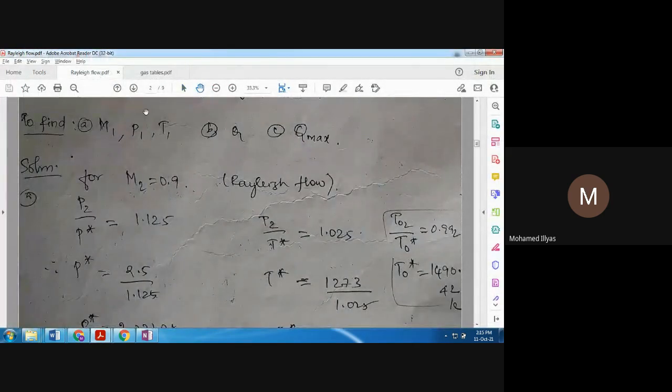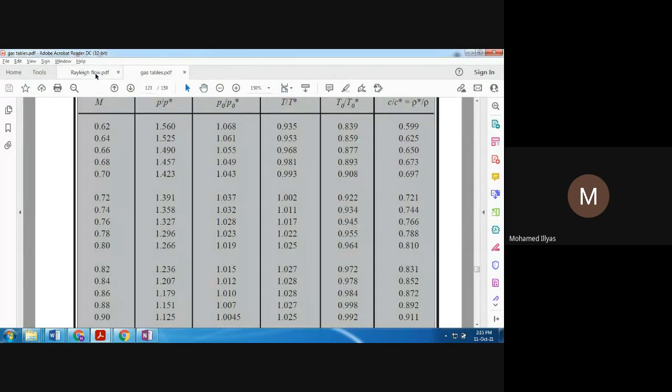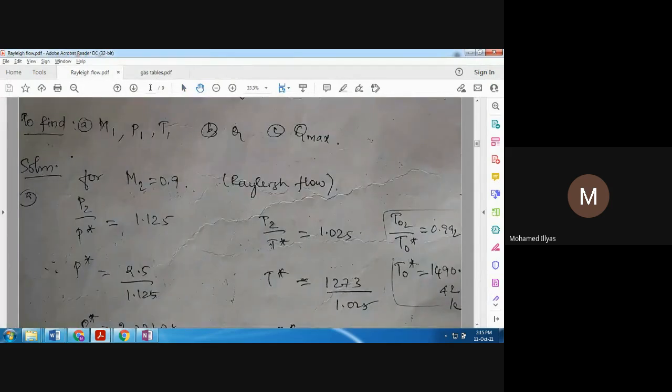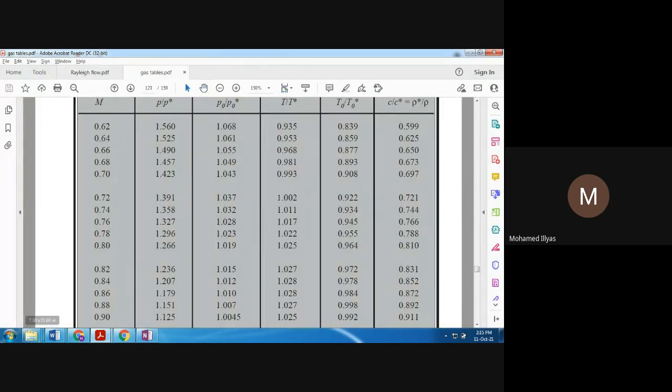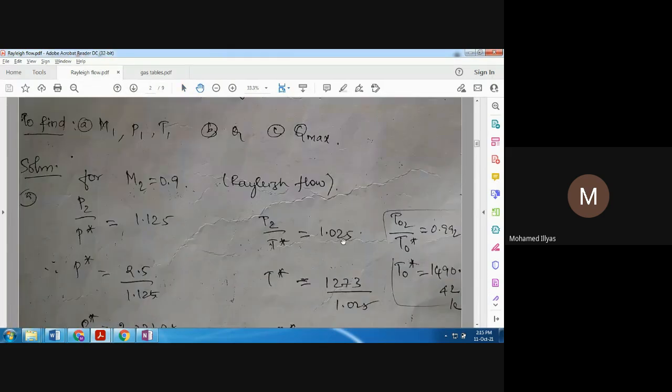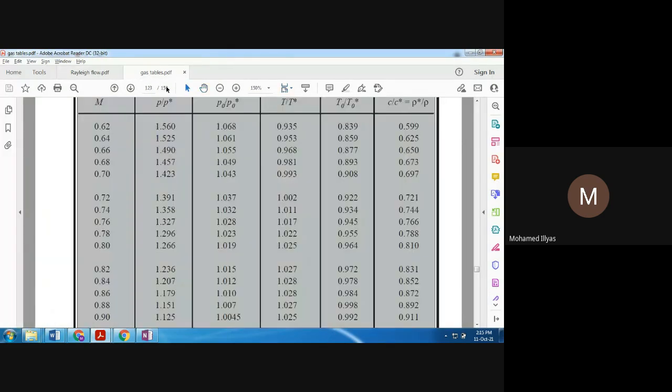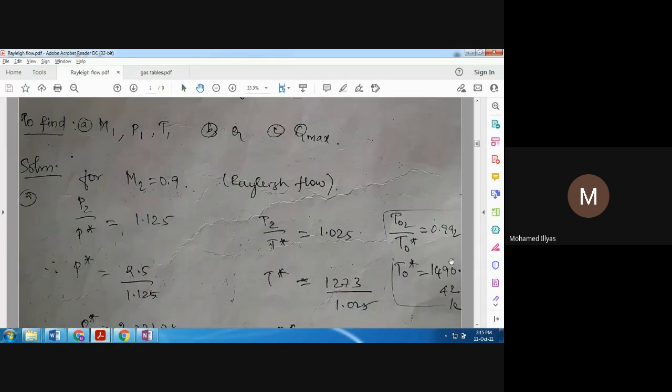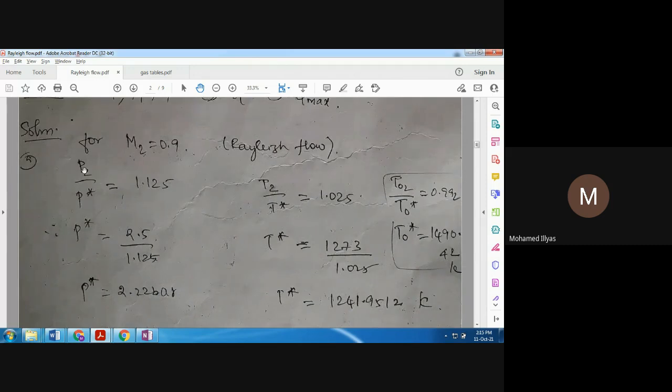P2 by P star is 1.125, and you'll have T2 by T star. So T2 by T star is 1.025, and the stagnation temperature ratio T0 by T0 star is 0.992. So 0.992 we have taken. So already we have seen this is nothing but P2 by P2 star and T2 by T2 star. Similarly, this is T02 by T0 star.